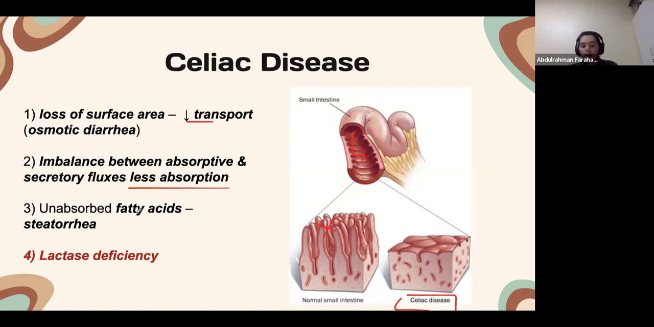And also the unabsorbed fatty acids. You'd have unabsorbed fatty acids. So again, you would have a case of steatorrhea. You'd have steatorrhea because the free fatty acids are going to remain and eventually they'll get excreted in the stools.